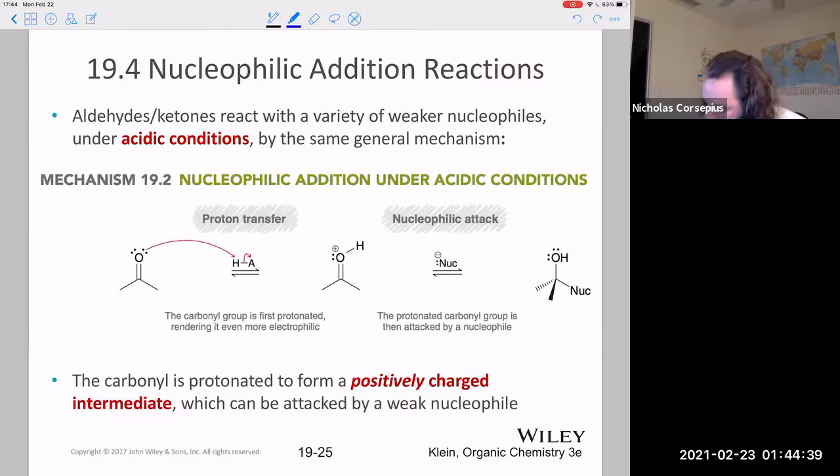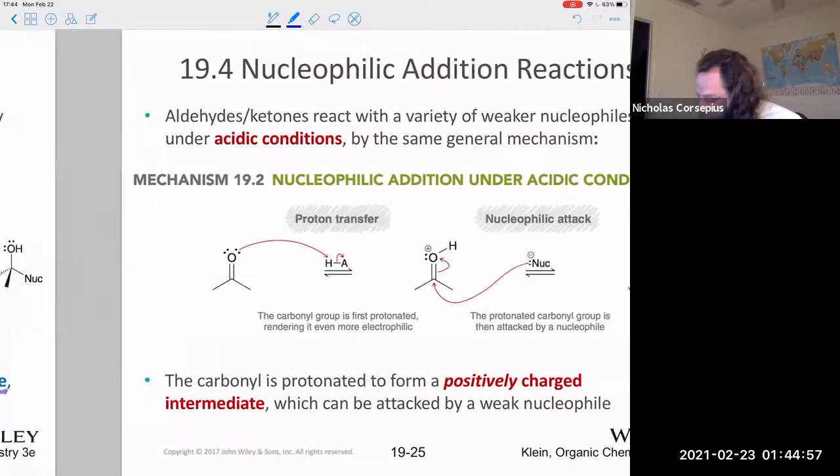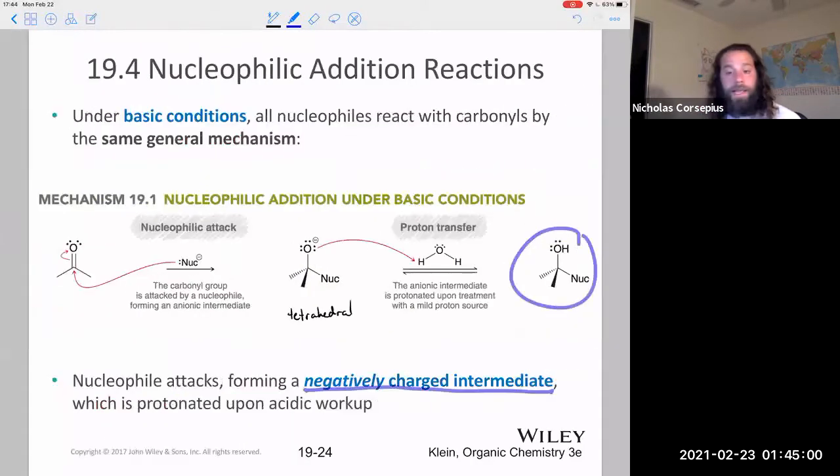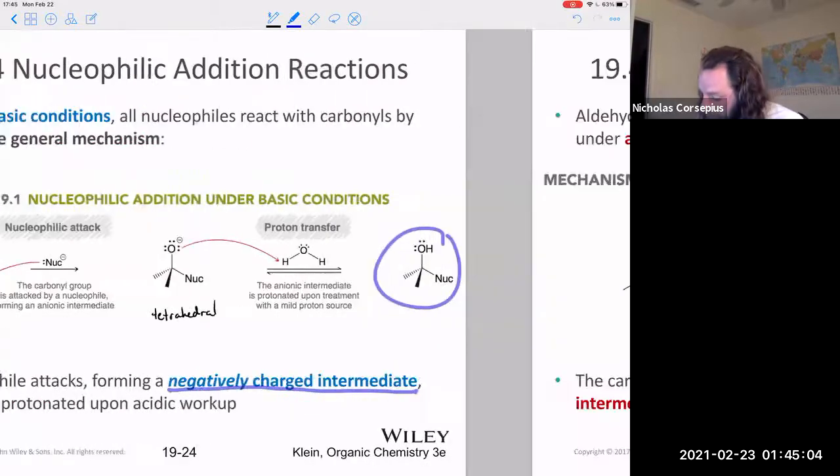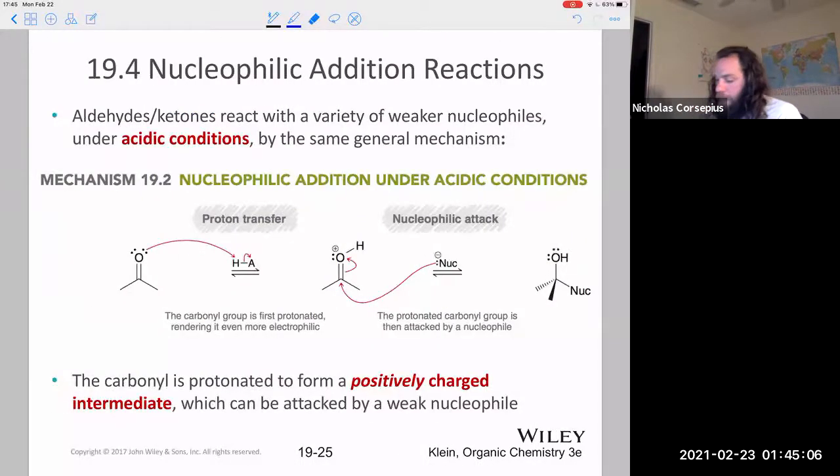And so this nucleophile will then attack this carbon here, bump that pair of electrons up, and now we have our alcohol group. Our ketone or aldehyde has turned into an alcohol group, similar to before, right? So notice that the products are the same under acidic and basic conditions. The difference is the mechanism itself.